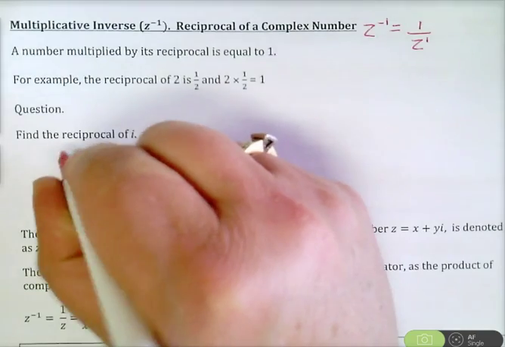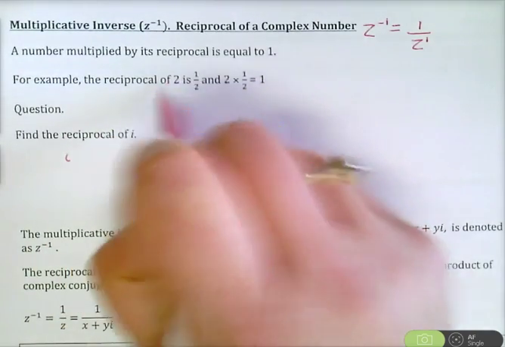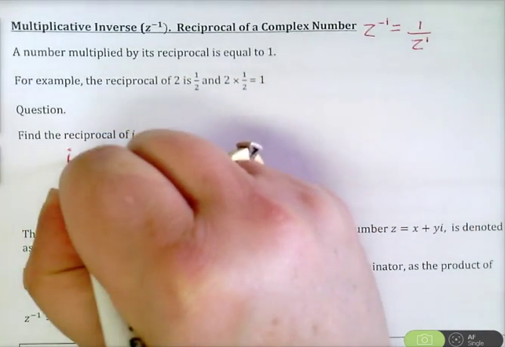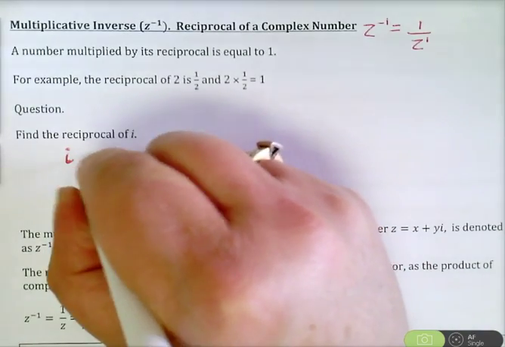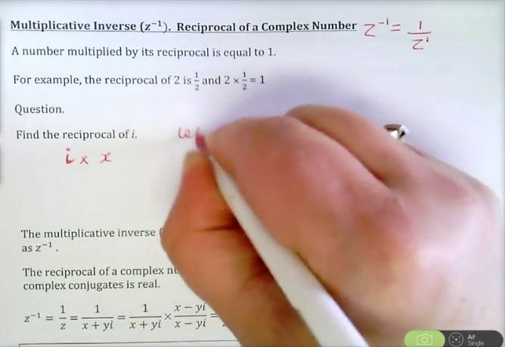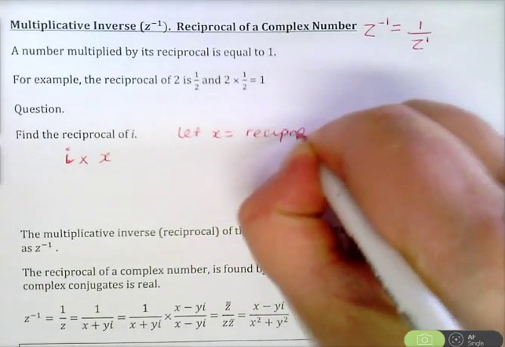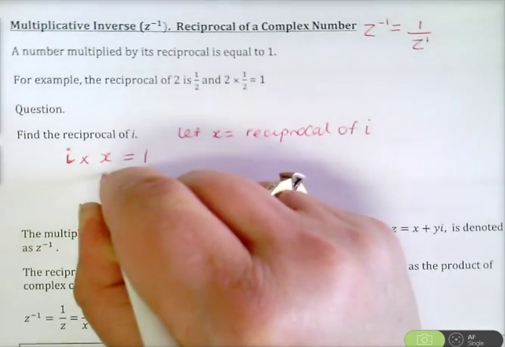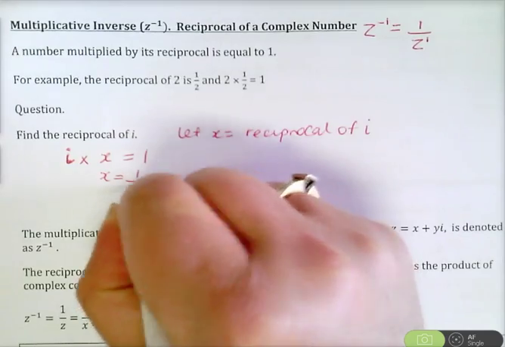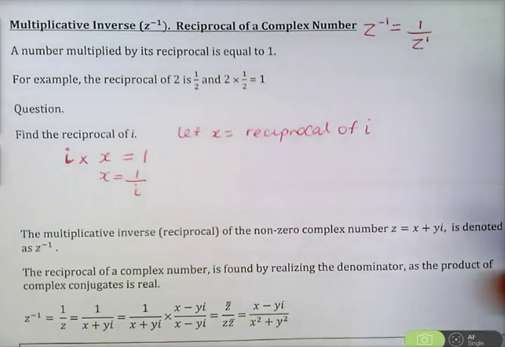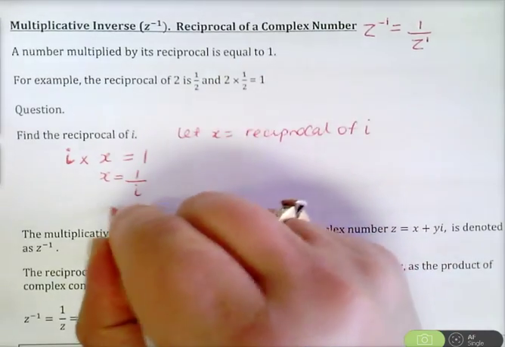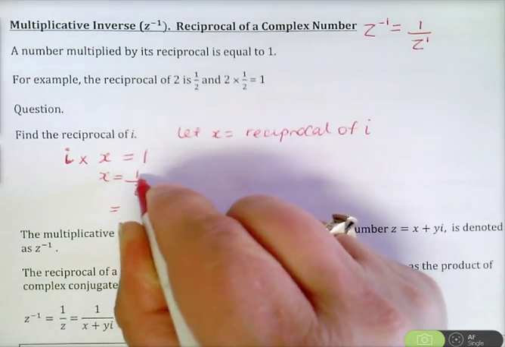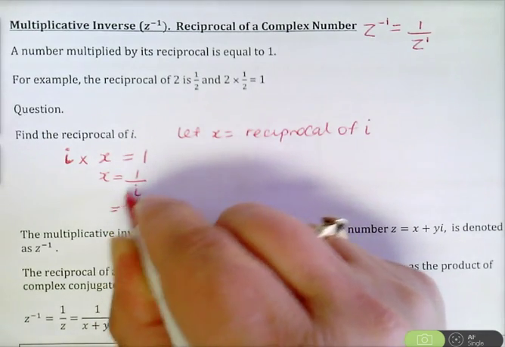So we know that, just looking at what we've done up here, a number times its reciprocal is 1. So we don't know what the reciprocal is for i, but we know that i times x, so let x equal the reciprocal of i, so i times x we know is 1. Therefore, x equals 1 divided by i. Now, we can't leave that as 1 divided by i because we need to multiply by the conjugate complex number of i. So remembering that 1 over i means 1 over 0 plus i.